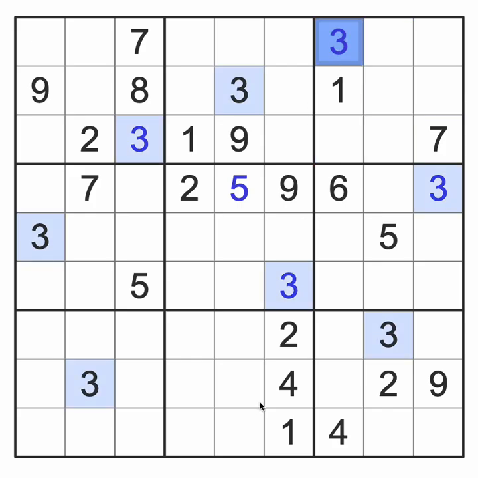And I can put the last 3 in box 8 because 3 in box 9 blocks these. 3 in box 7 blocks these. 3 in box 3 blocks here. So that's the last 3.